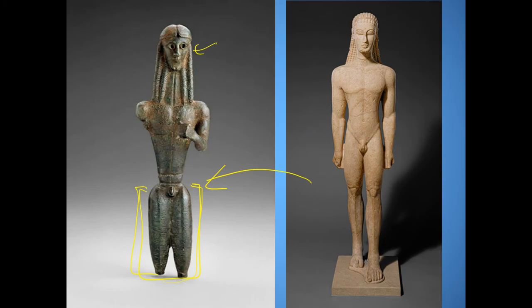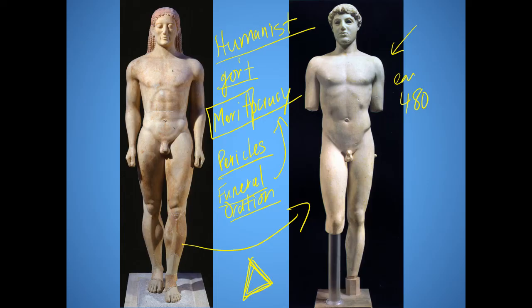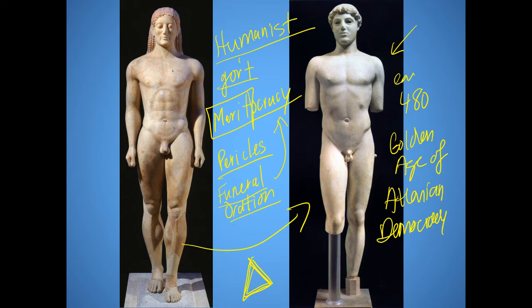And again, 480 is the end of the Persian Wars. And so this represents the beginning of what we will come to call the golden age of Athenian democracy. And the golden age of Athenian democracy, honest to God, is actually a rather short period. Of all these time periods in history, it is really only a 20-year period, from about 470 to about 450.